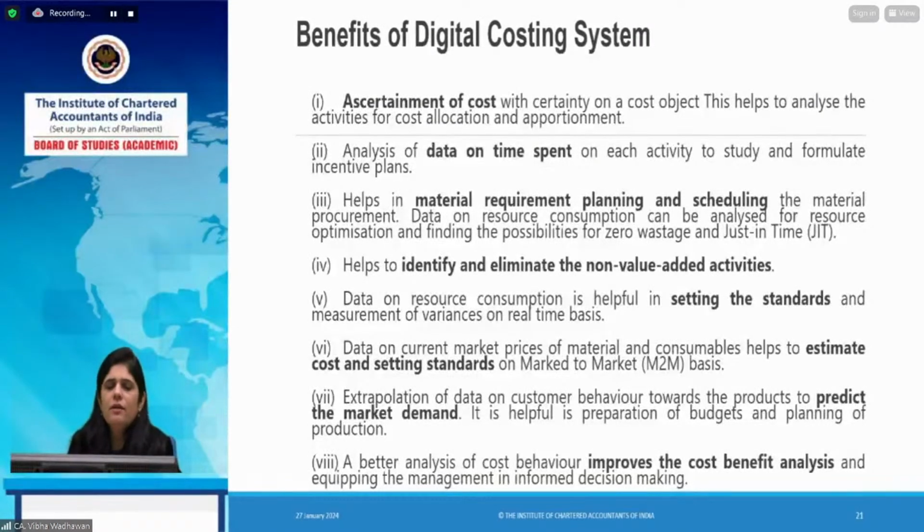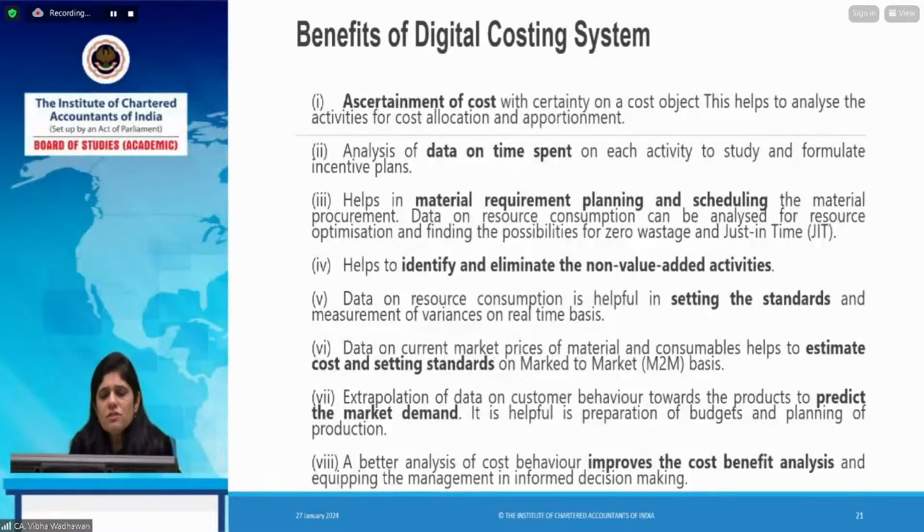So you can plan it so that zero wastage is there. Materials are not wasted, materials are not damaged. Because earlier, we used to stock materials in advance, so material gets damaged also. Helps to identify and eliminate non-value added activities. Again, it is part of cost reduction.